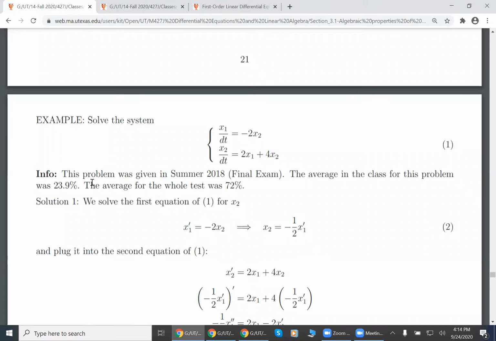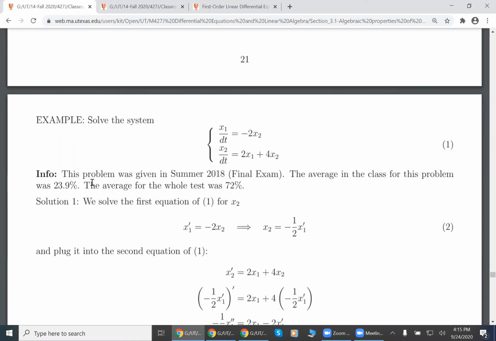Just to confirm, sir, by method 1, you mean solving for x1, and by method 2, you mean solving for x2? By method number 1, we mean we solve equation number 1 for x2. By method number 2, I mean we solve equation number 2 for x1.